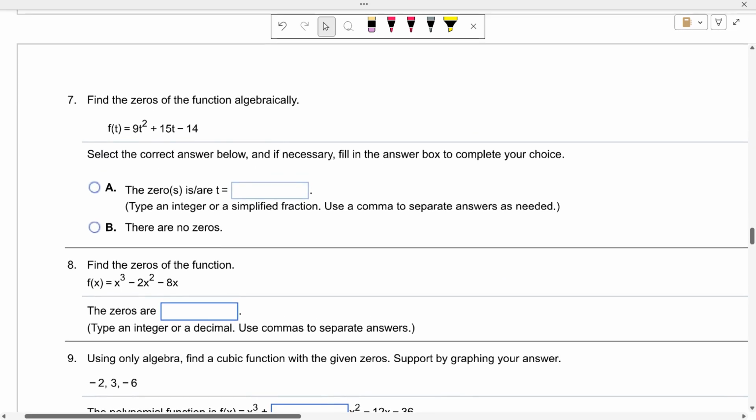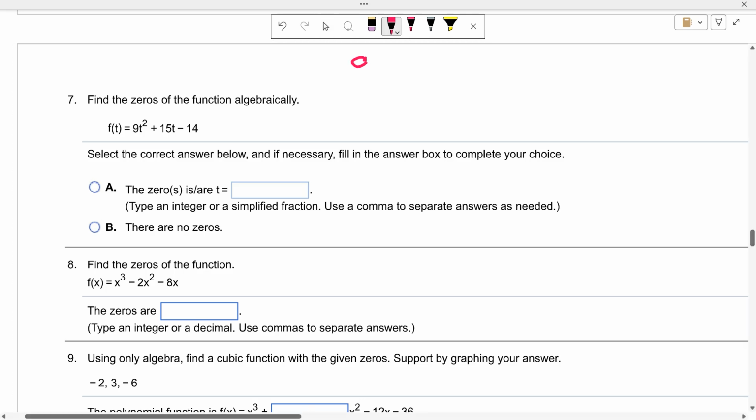Find the zeros algebraically. They're saying factor this. If you can't factor it, you should do the quadratic formula. Okay? So you could factor it, or you could plug it into your graphing calculator and find the what? Second trace zeros. Second trace zeros, and it'll help you find it.